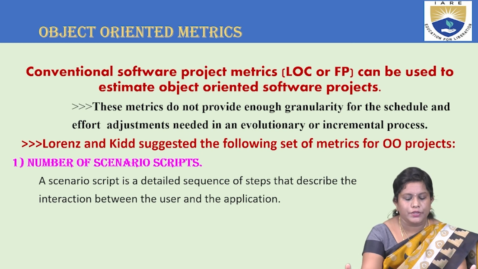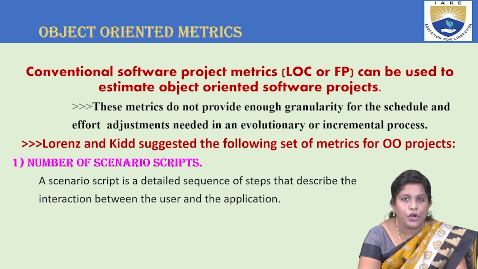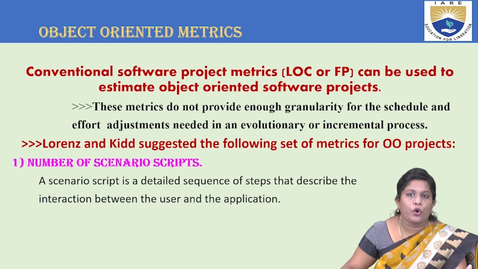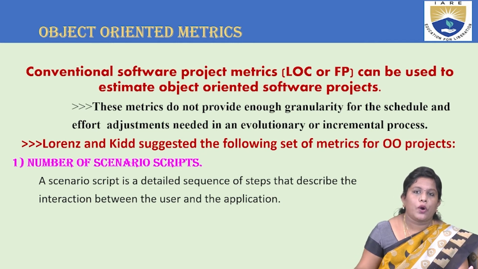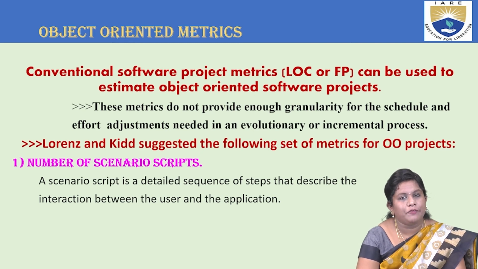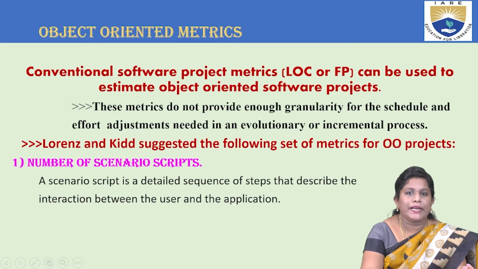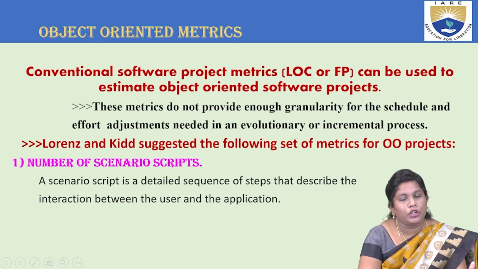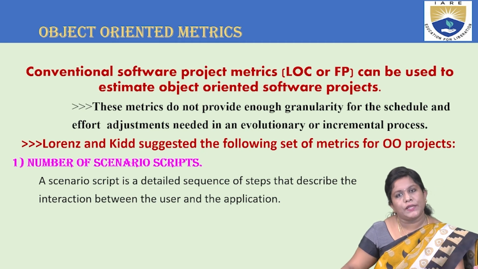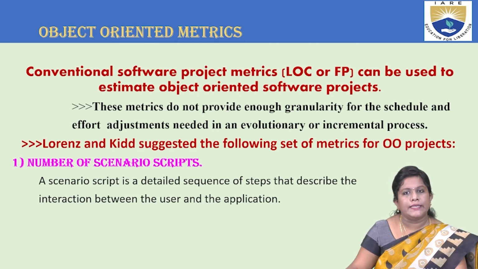So, what is it trying to tell you? These measures do not provide granularity for the schedule and effort adjustments needed in an evolutionary or incremental process. What it means is that the lines of code and the function points cannot provide the granularity for the schedule, for which a set of other metrics involved in object-oriented projects have been designed or developed.